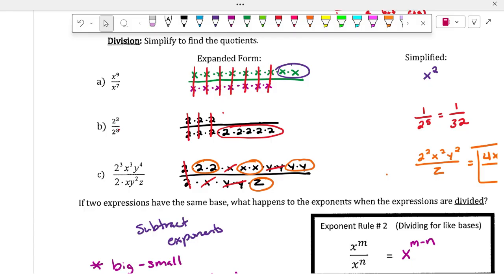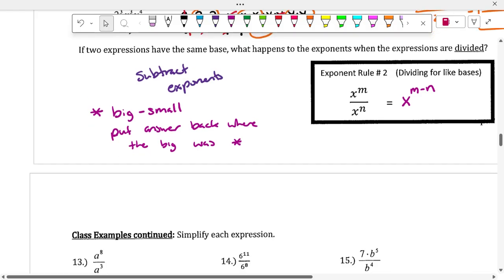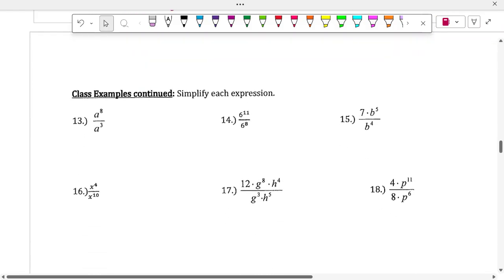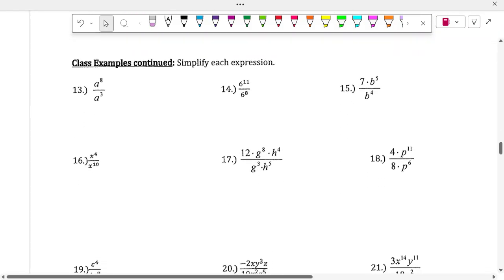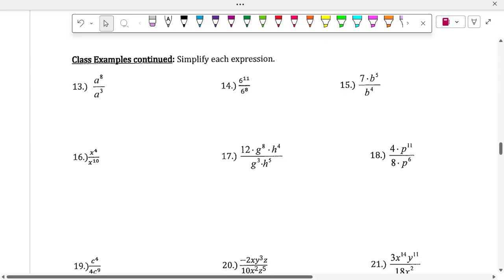And then the numerator just becomes a 1. So that's what I mean by big minus small, put back where the big is. It just makes it easier so you're not dealing with negatives. So let's do some. Let's start off with a relatively easy 14.